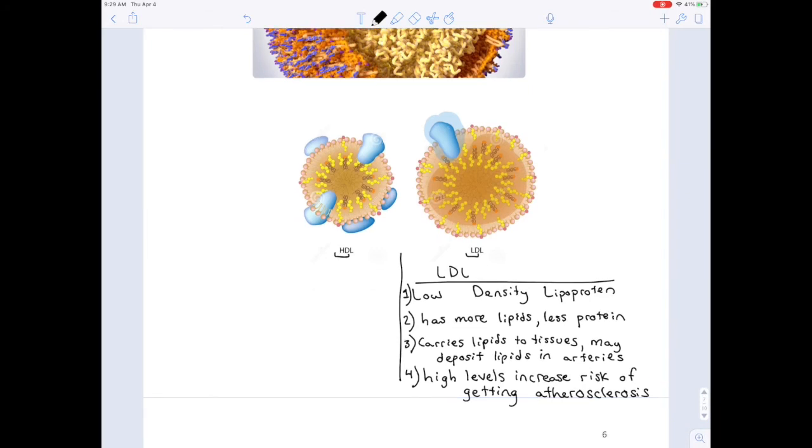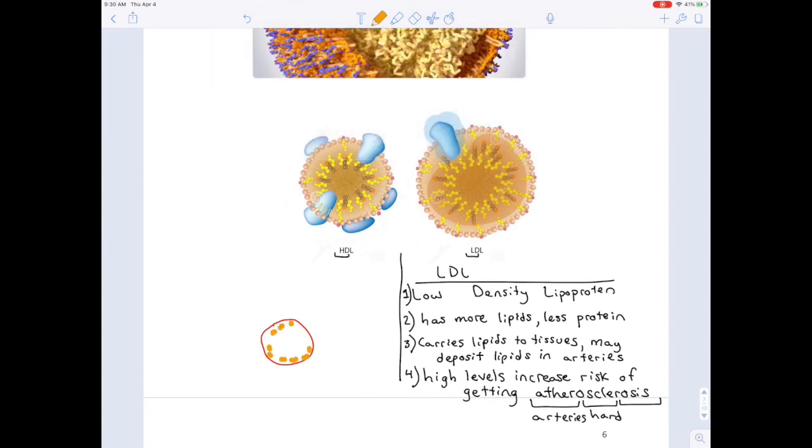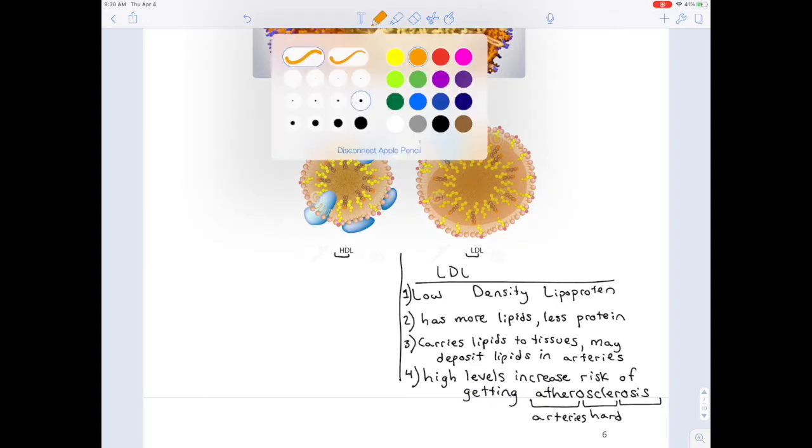Atherosclerosis is an important term to know. Osis just means condition of. Scler means hard. And athero is talking about arteries. So atherosclerosis is the condition of a hardening of the arteries. If you imagine this being a cross-section of an artery, LDL will slowly deposit lipids on the walls, and the more lipids they have, the harder your arteries get, and so you get atherosclerosis. Okay, so those are the 4 things you'd want to know for LDL.